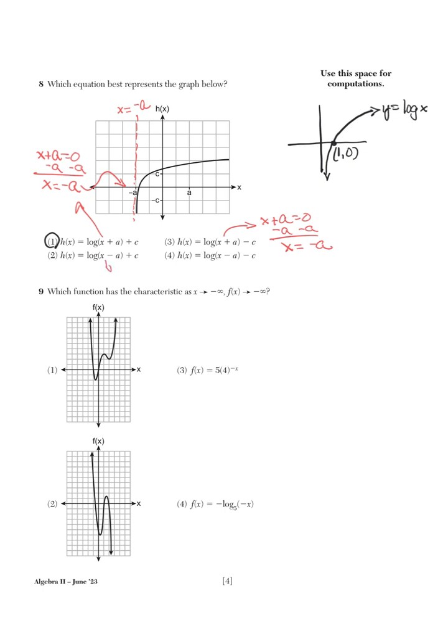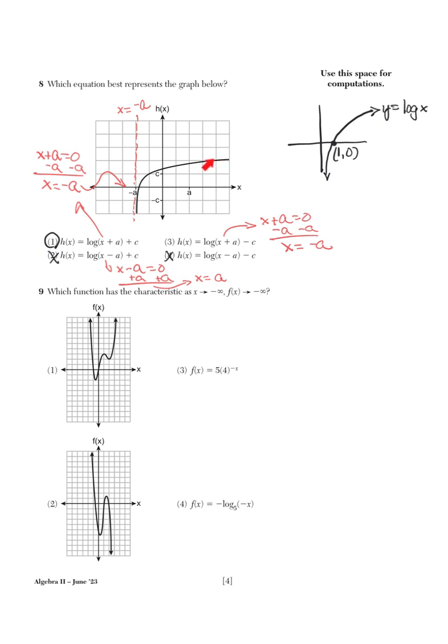Whereas if you take either choice 2 or choice 4 and you set them equal to 0, you end up with x equals positive a, which is not what this asymptote is. So that's how I know that the answer is not going to be choice 2 and it's not going to be choice 4. All right, so then we're basically down to this plus c or that minus c.